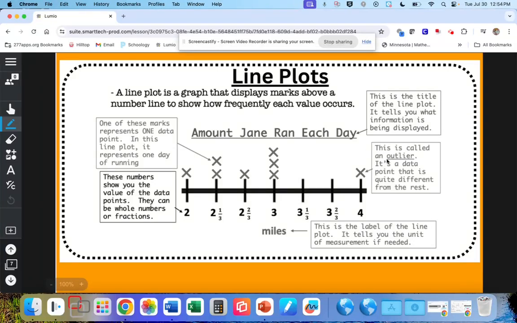And the last thing to point out is an outlier. An outlier is a piece of data that doesn't really make sense. It's really far away from the majority of the rest of the data. And that outlier can really change our results. So there's times when we just take that outlier out to really give the best idea as to what the average amount Jane ran each day is.